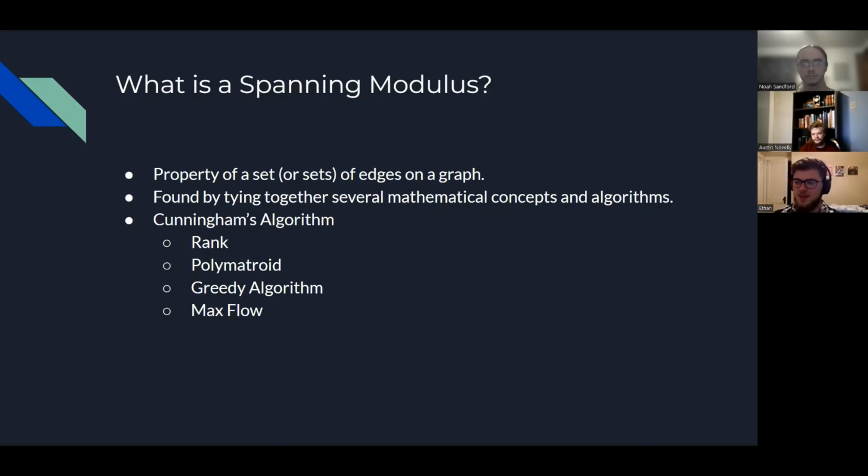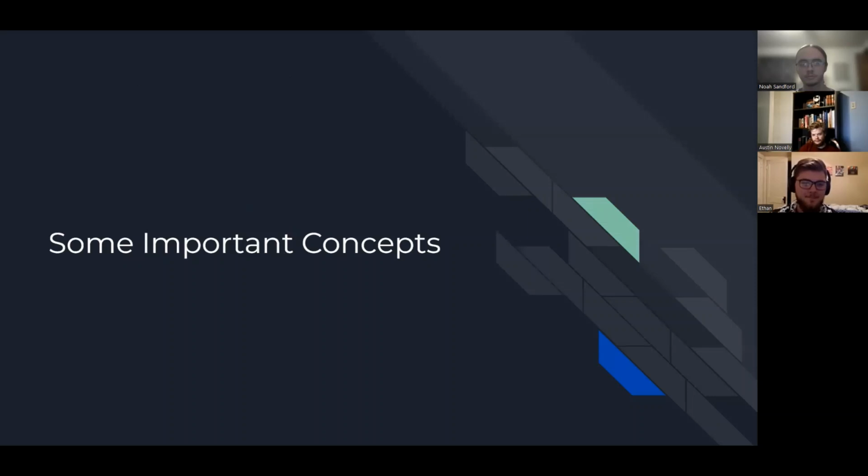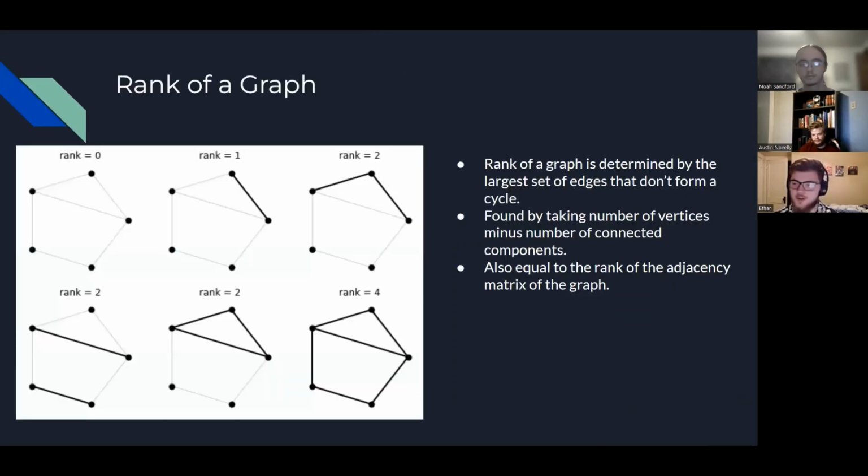So just to give some more background, what is a spanning modulus? Basically, it sets of edges on a graph, tying together a bunch of different concepts. We're going to go into those in a little bit. Those are outlined here down below: Cunningham's algorithm, which is made up of the rank, the polymatroid, the greedy algorithm, and the max flow. Here are those concepts that we're going to go over.